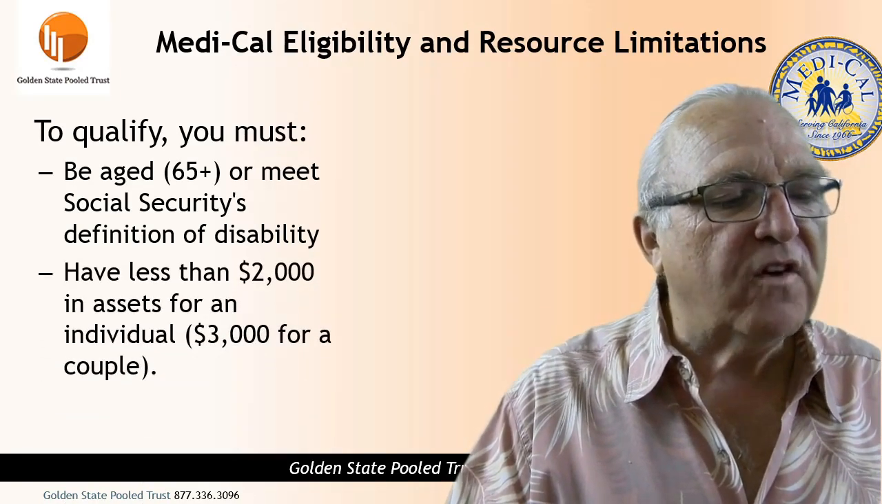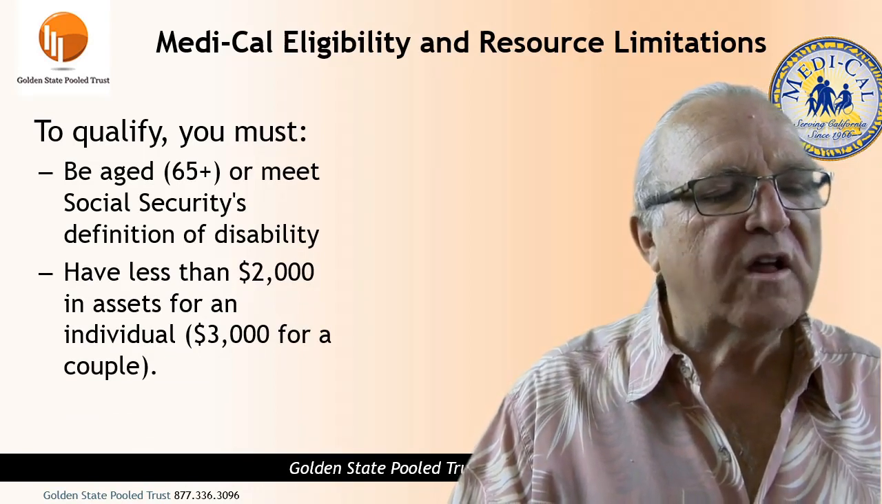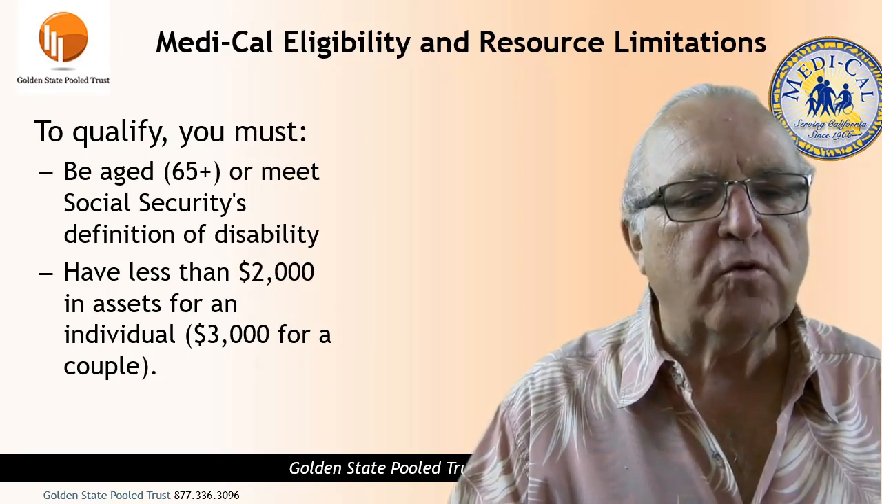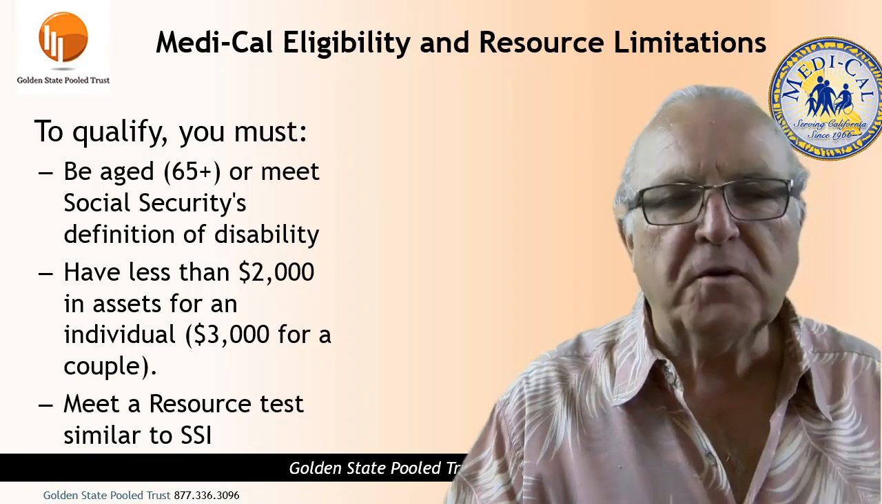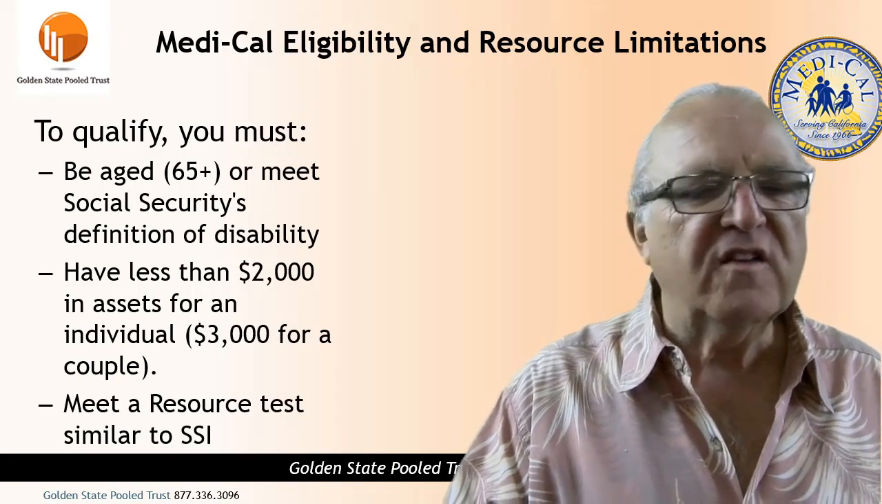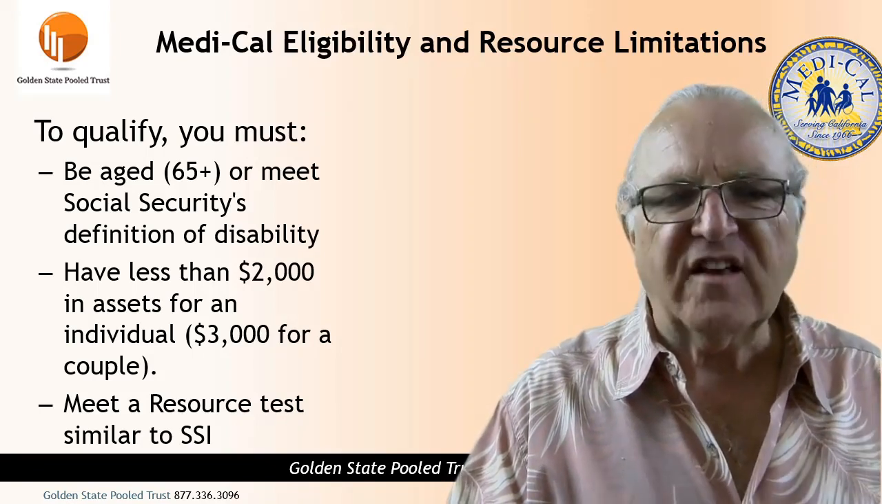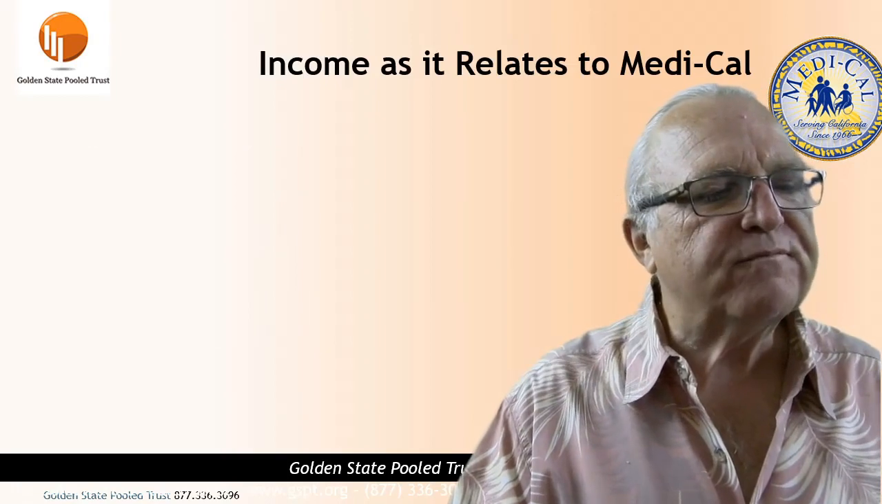Also, you have to have less than $2,000 in assets, or accountable resources, for an individual, or $3,000 for a couple, and meet a resource test very similar to SSI. So once again, they don't count the residence, they don't count your automobile and that sort of thing. It's the same qualification as we saw for SSI.